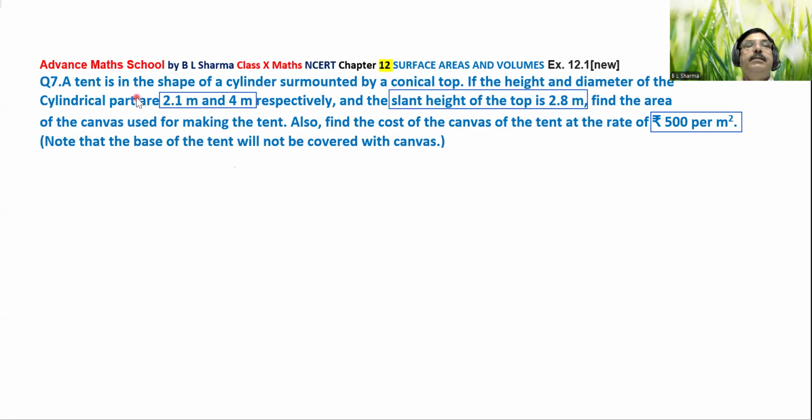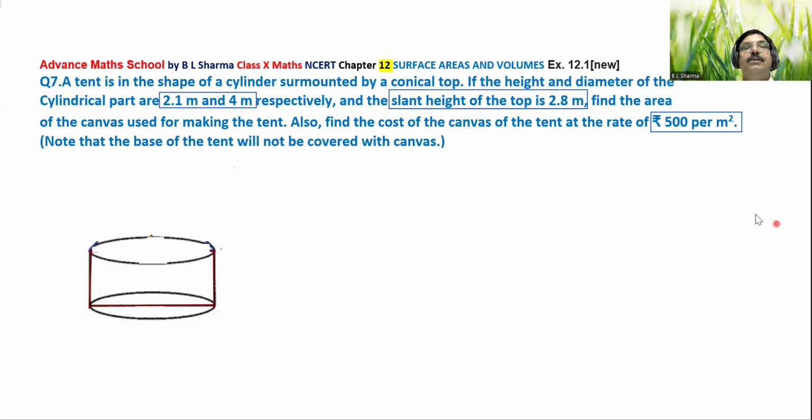A tent is in the shape of a cylinder surmounted by a conical top. If the height and diameter of cylindrical part are 2.1 meter and 4 meter respectively, and the slant height of the top is 2.8 meter, find the area of the canvas used for making the tent. Also find the cost of the canvas of the tent at the rate of rupees 500 per meter square. Note that the base of the tent will not be covered with canvas.